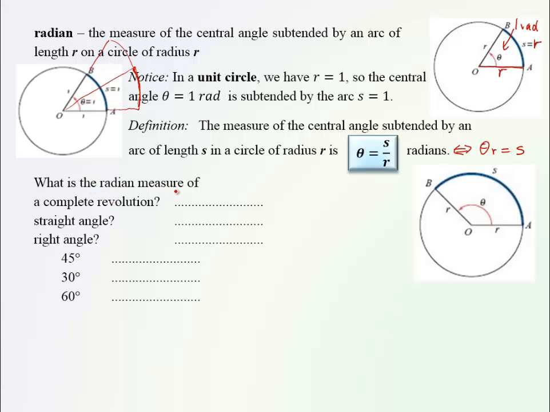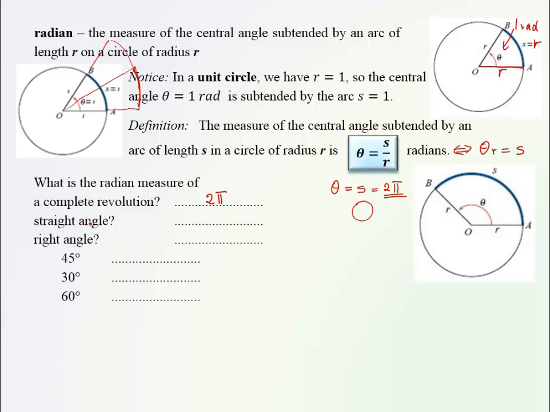Okay, so what's the radian measure of a complete revolution if we go around the whole circle? Well, let's think about unit circle. Since r is 1, then theta is exactly the same as s. But s really represents the circumference of the unit circle, which is 2 pi. Therefore the theta that corresponds to the full revolution is actually equal to 2 pi. Knowing that, we can easily answer the following questions.